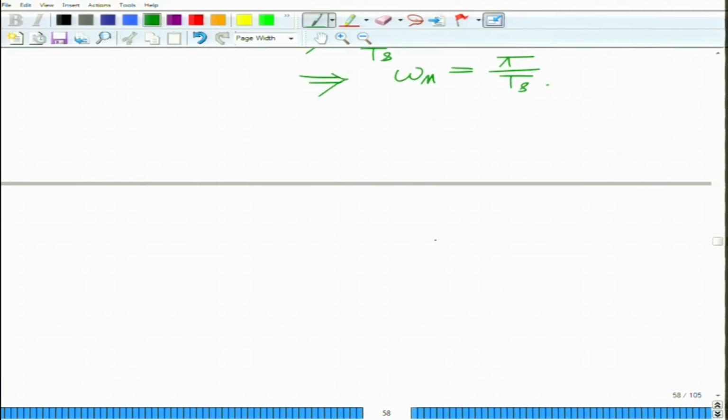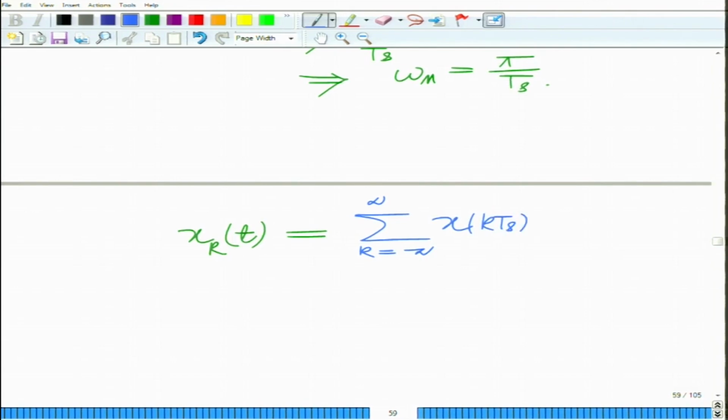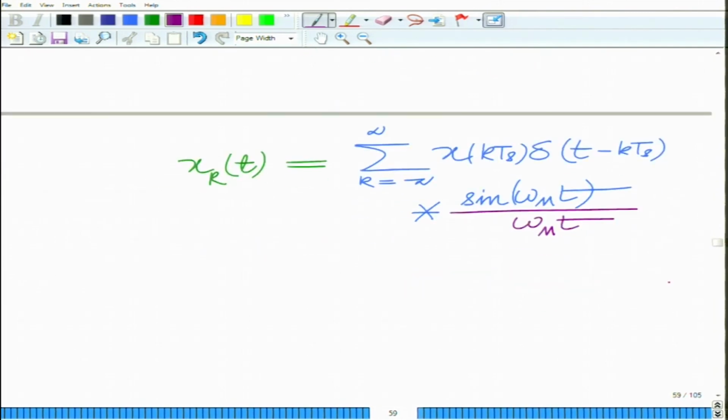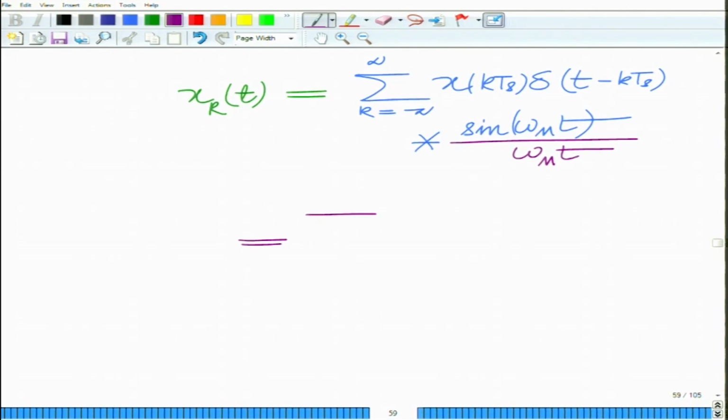And in this case, the reconstructed signal is the summation k equals minus infinity to infinity of x of k T s, delta t minus k T s, convolved with sine of omega m t divided by omega m t, which is basically, now again simplifying this, summation k equals minus infinity to infinity x of k T s.